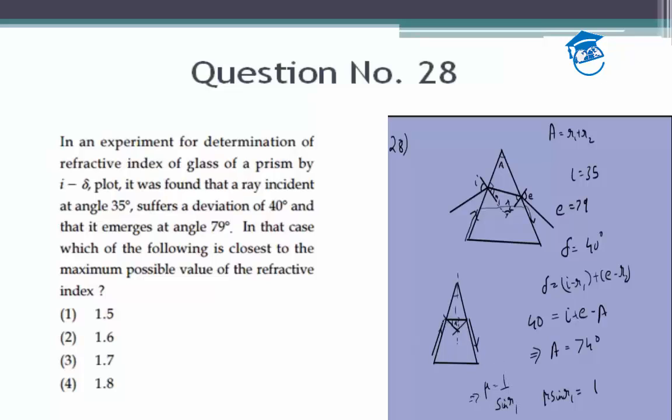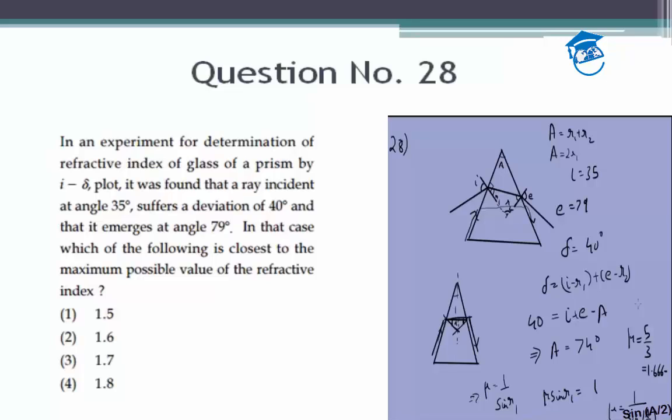And now, since this is completely symmetric, incidence and emergence angles are the same, R1 will be the same as R2, which means A will be 2R1, or R1 will be A by 2. So we get the answer mu is equal to 1 by sine of A by 2. A is 74, half of that is 37. Luckily, we have an angle whose value we know. Sine 37 is 3 by 5, which means mu is equal to 5 by 3, which is 1.666. Right? So this is the maximum possible value of mu.